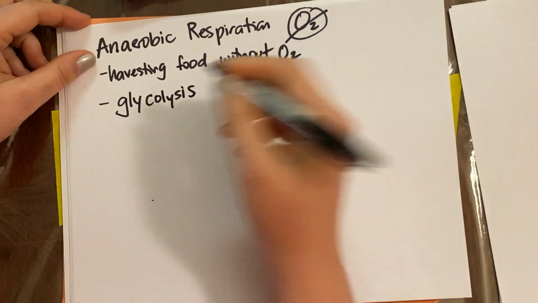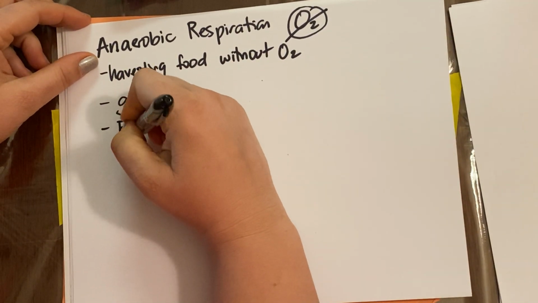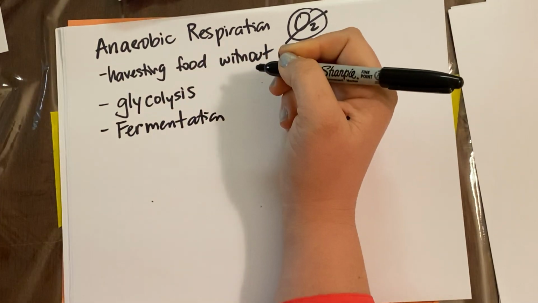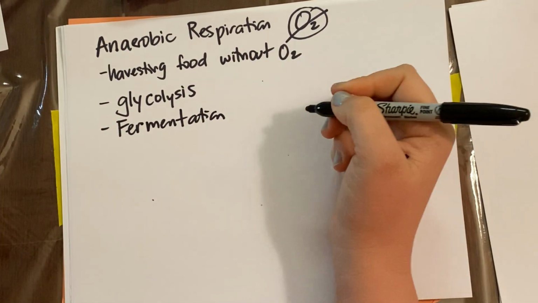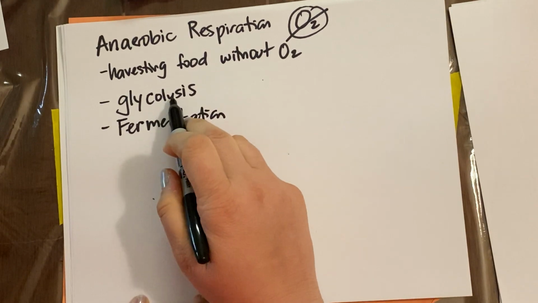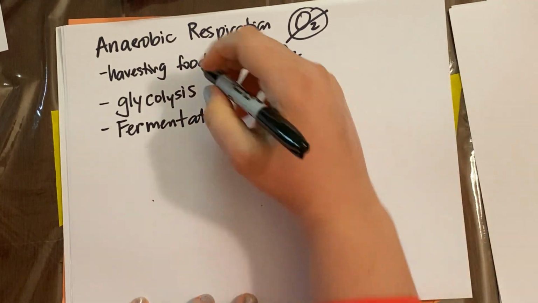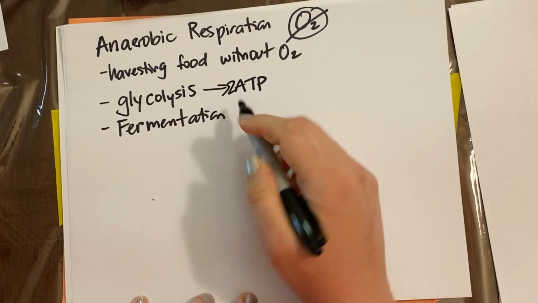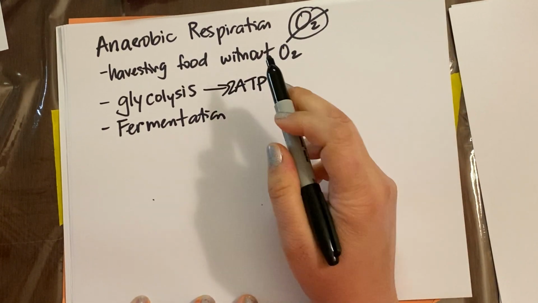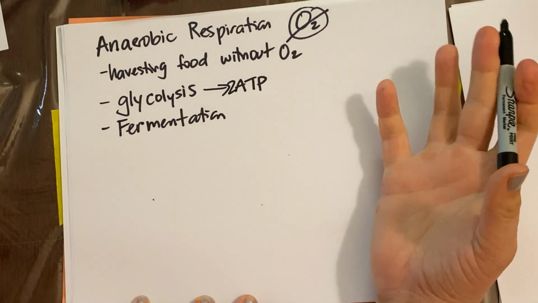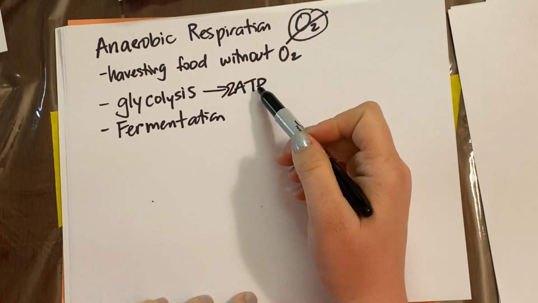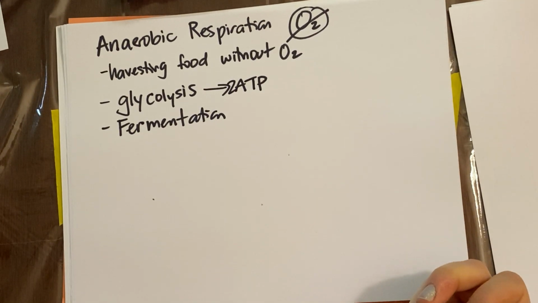Okay, and the process is called fermentation, which you may have heard before because it has to do with how we make a lot of our food and beverages. So glycolysis does not require oxygen, and it does produce 2 ATP. This can be used in situations where there isn't enough oxygen, and it allows for a little bit of ATP to be produced.